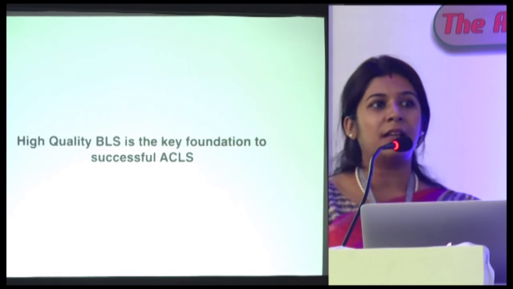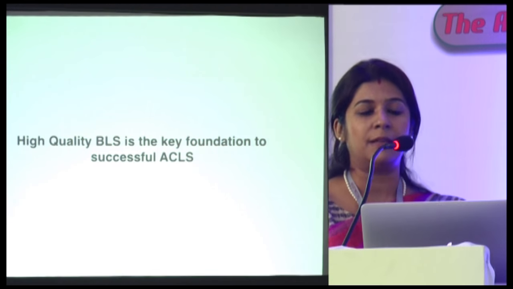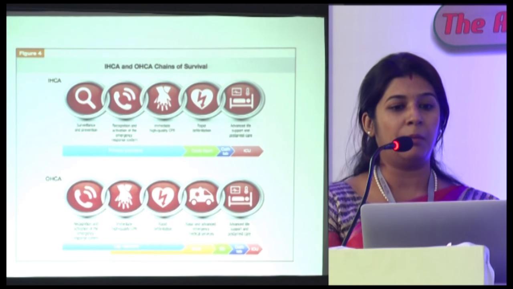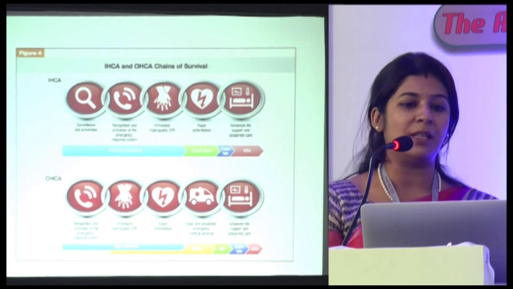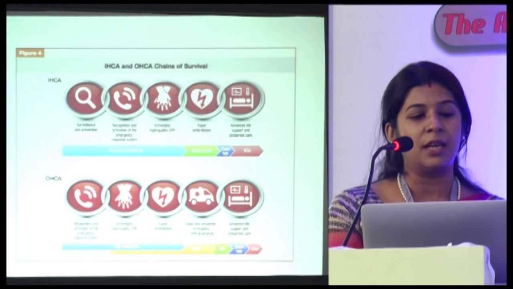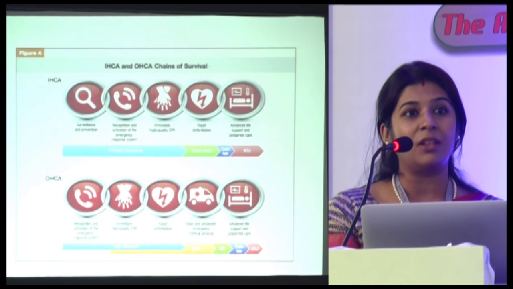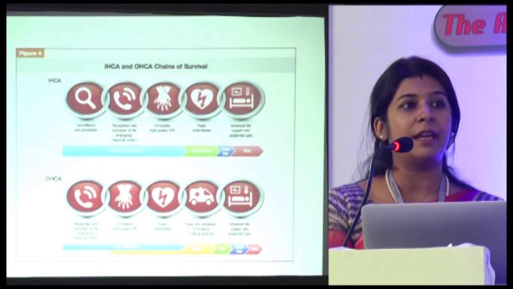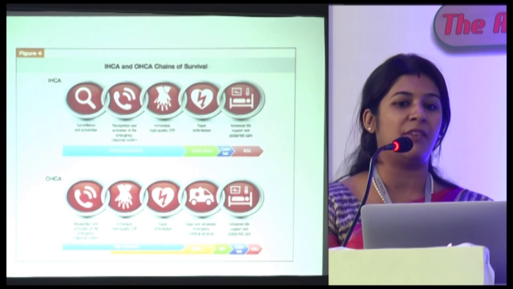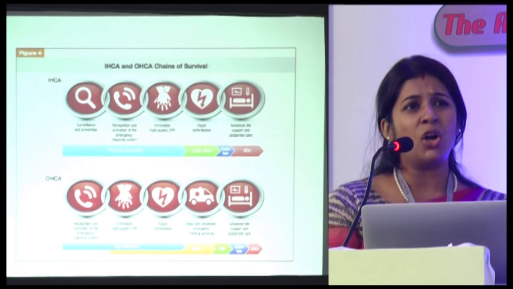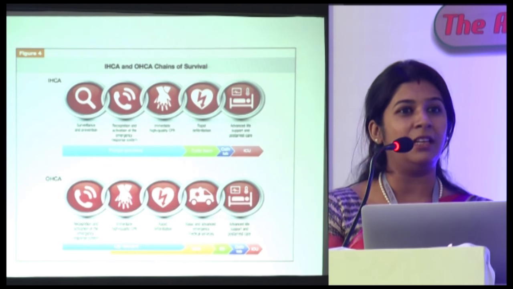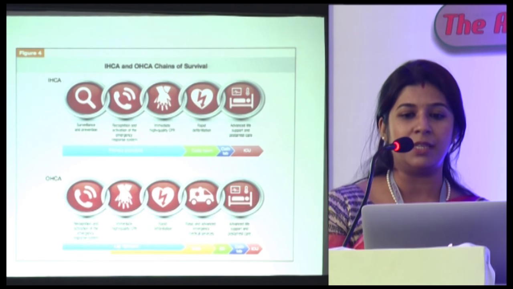As we all know, high quality basic life support is a key foundation to successful ACLS. The chain of survival in the 2010 guidelines is just one simple one. But in the current guidelines, it is changed into an in-hospital cardiac arrest and an out-of-hospital cardiac arrest scenario. The chain is totally different in both settings. In-hospital cardiac arrest basically depends on system-appropriate surveillance, whereas out-of-hospital cardiac arrest depends on community support, how well you have public access defibrillators and everything for quick availability. There is also mention of flexibility in the activation of the emergency response team so that we can get the defibrillators as soon as possible and start high quality CPR.